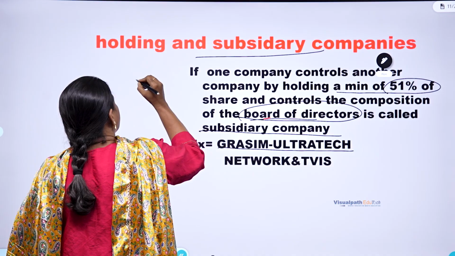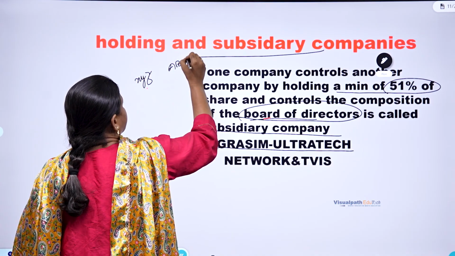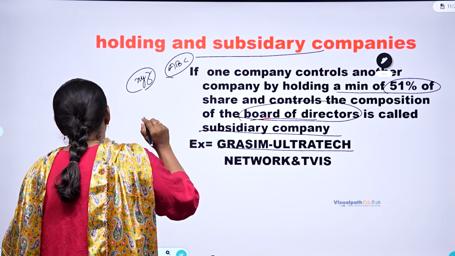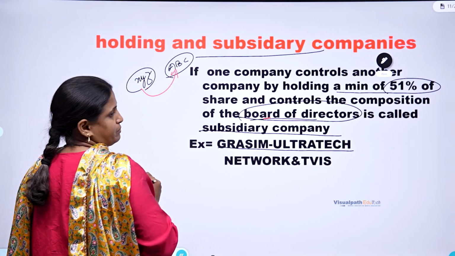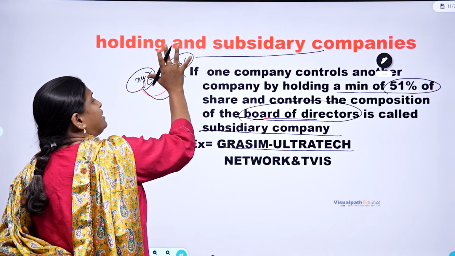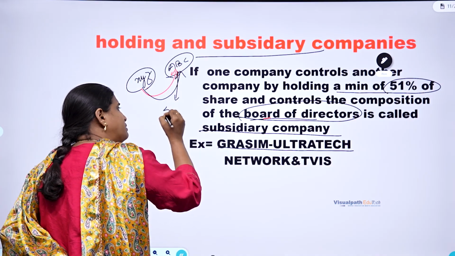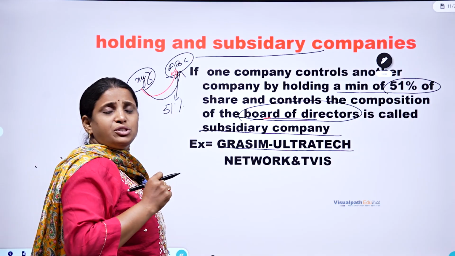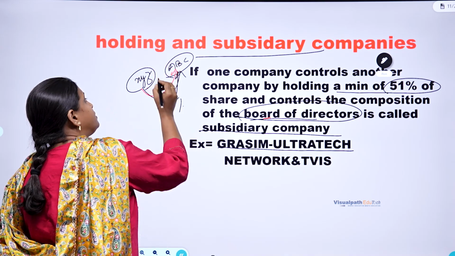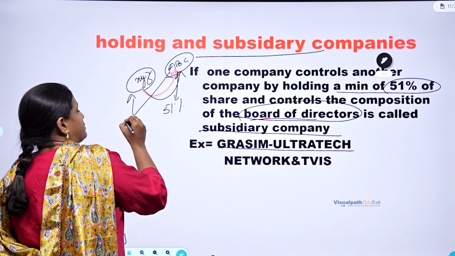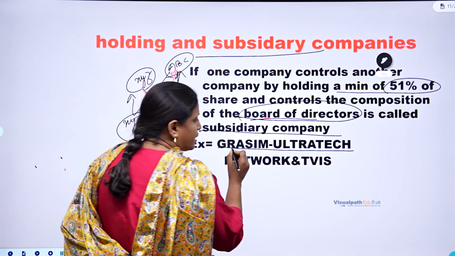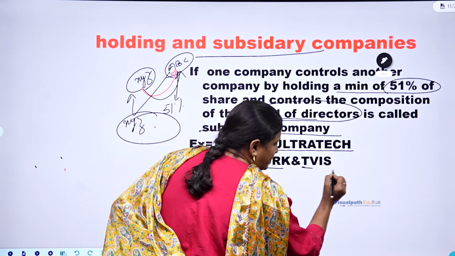For example, suppose XYZ company is there and ABC company is there. Both these companies are doing the same type of business. XYZ company is giving funds to ABC company. Initially, XYZ is always giving funds to ABC company, and XYZ comes into a position of holding 51%. According to the law, if XYZ company is holding 51% of the shares, then the financial position, decision making, and operations of ABC will be taken by XYZ company. Examples are Grasim and Ultratech, or you can take Tech Mahindra and TVS.